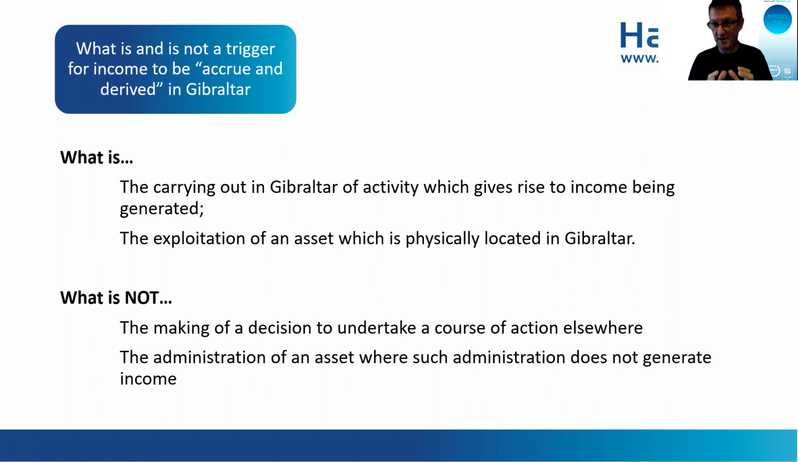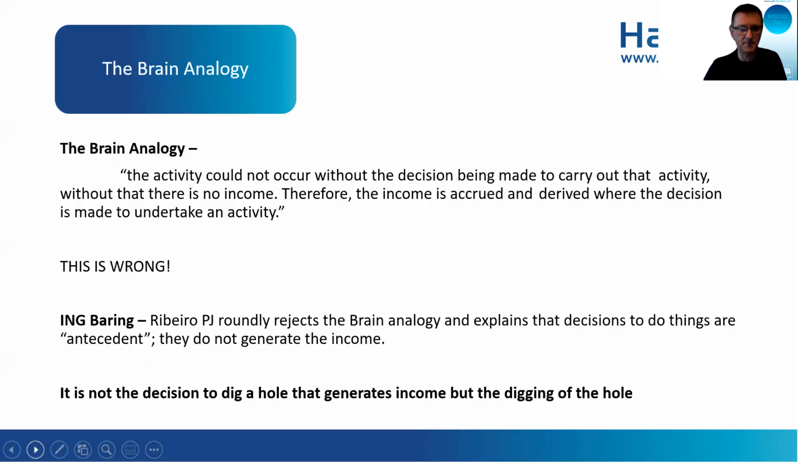And second, and primarily, the making of a decision to undertake a course of action somewhere else is also not enough to make that activity accrued and derived in Gibraltar. The location of the board is not necessarily the location of the accrual and derivation of the income. How do we know? Why am I so strong that the location of the board is not relevant to the location of the accrual and derivation of the income? Because in ING Bearing, Ribeiro PJ dismisses what he calls the brain analogy.